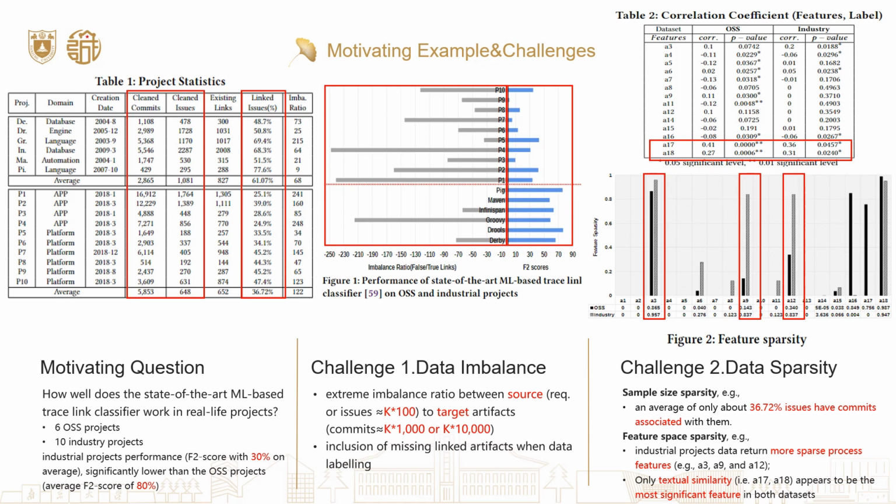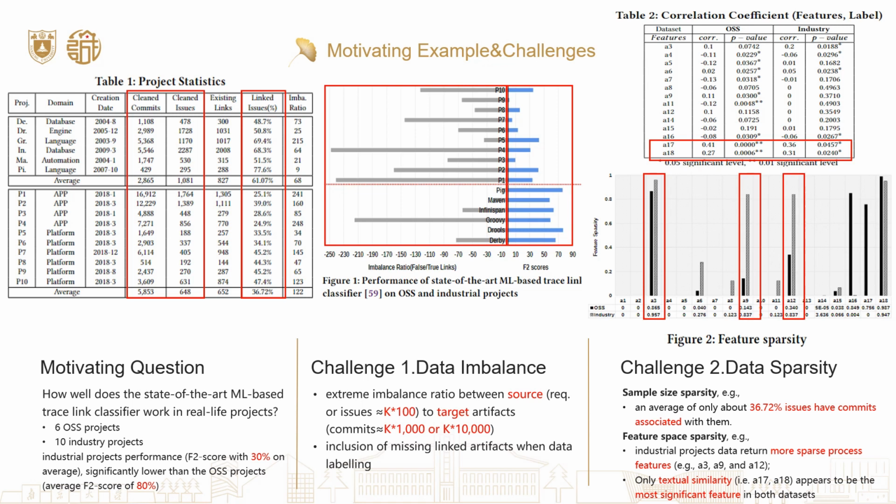As commits are submitted more frequently in industrial environments, a great proportion of code commits are considered as candidate targets for issues. However, really few commits are actually associated with issues. Another challenge is diversity. We analyze from the aspect of symbol size and the feature space sparsity. For example, in industrial projects, only over 30% of issues have code commit links.